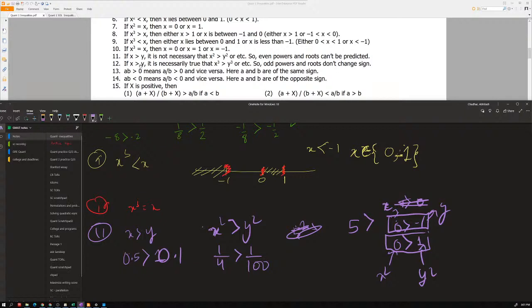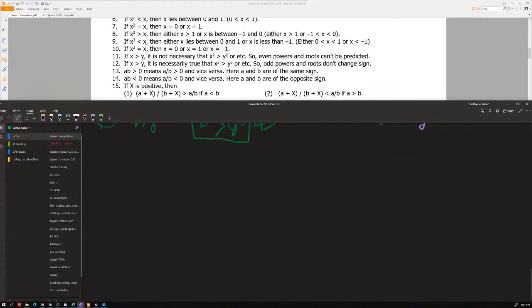Okay, and same thing it says for the 12th one. For the 12th one, it says that if x is greater than y, doesn't necessarily mean that x cube is greater than y cube, etc. Odd powers do not change the sign. Okay, sorry, it is necessarily true. Okay, so if x is greater than y, definitely this is okay. So even power cannot be predicted, and odd powers don't change signs, so it can always be predicted. Okay, fine. Right.